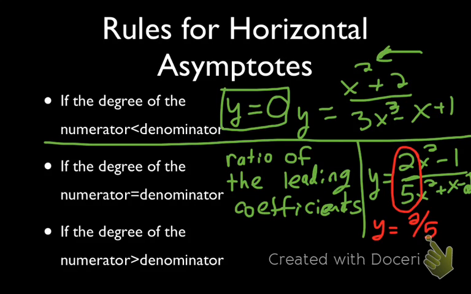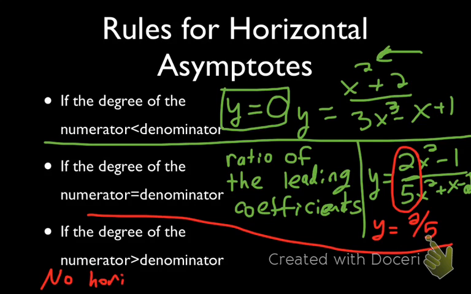If the numerator is greater than the denominator, then there is no horizontal asymptote at all. So I don't have to worry about it. So if situation 3 happens here, there is no horizontal asymptote. Situation 3: no horizontal asymptote. I'm out of space, so I'm going to have to go up here.